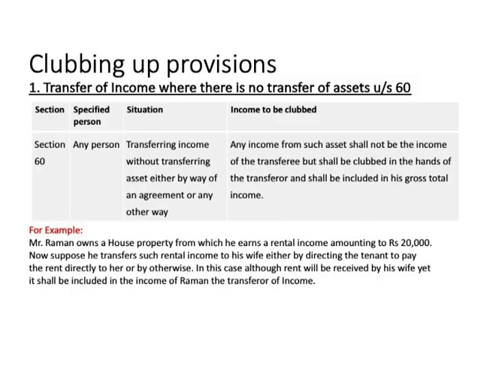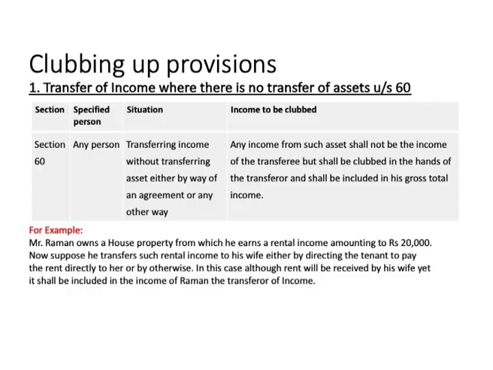So, section 60 of the Act. The specified person can be anyone. It is not supposed to be only for a particular individual or an AOP or a HUF. There are 7 different types of person. Any person comes under this provision. The situation here is transferring income without transferring asset, either by way of an agreement or any other way. So, the asset is kept with the transferor, only the income is transferred.